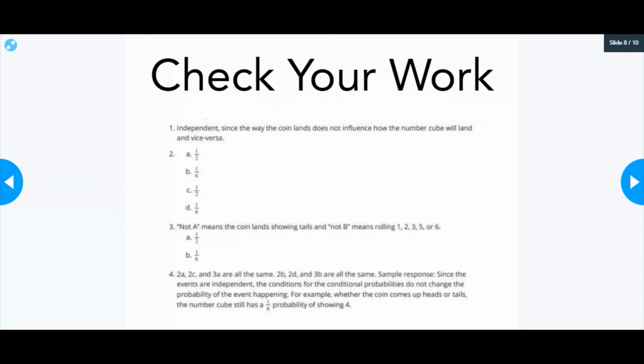For 1, they were independent, because the way the coin lands does not influence the way the number cube will land, and vice versa. They're completely independent events. Flipping a coin will land on heads or tails. Rolling the number cube will be 1, 2, 3, 4, 5, or 6. They do not have any effect on each other. They don't influence each other. They're completely independent. All right, and then hopefully for number 2, you can check.